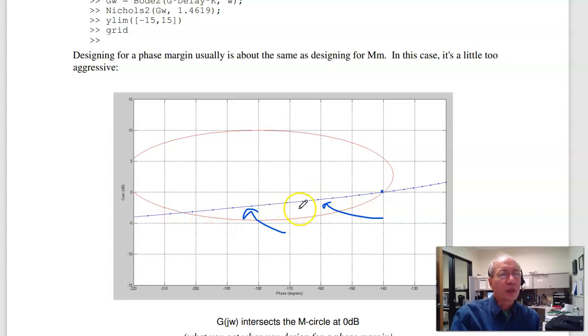So in this case, I really want to back off in the gain. I really want to be tangent to the M circle, not intersecting it. And I'm assuming that the tangent point is right here. Turns out that's a bad assumption when you have a delay and a lead compensator. Bad assumption means a bad design. But that's what you get when you design for phase margin. Again, the Nichols chart kind of shows why it's not working and what you have to do to fix it. So that's homework set number 12 for ECE 461.